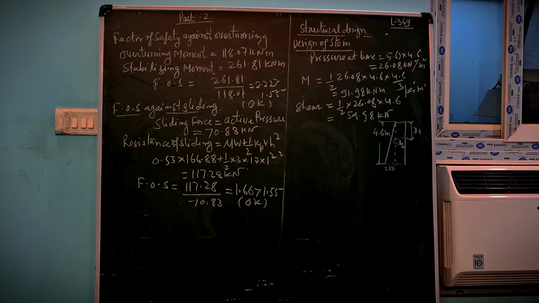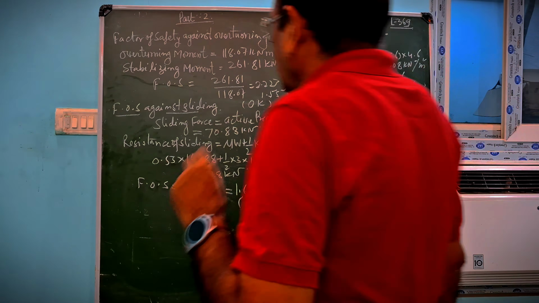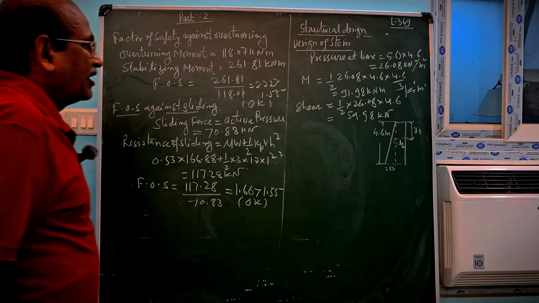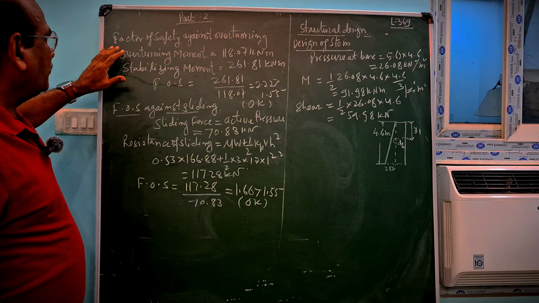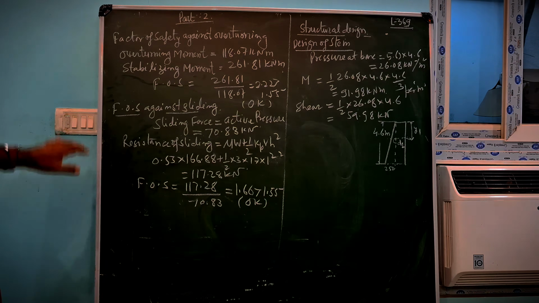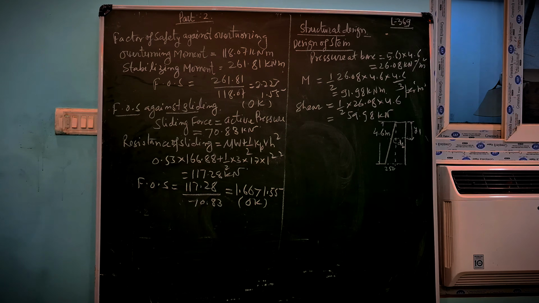Hello everyone. This is in continuation of design of retaining wall. So we have done, in the previous lecture, the dimensions of the T-beam. So let us find out the factor of safety against overturning and sliding.